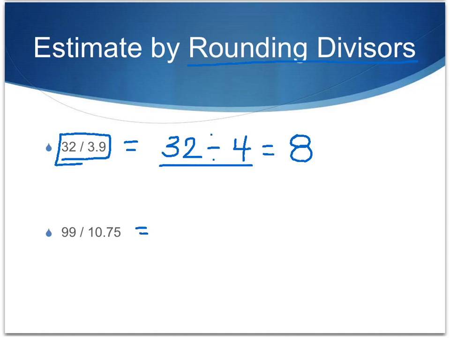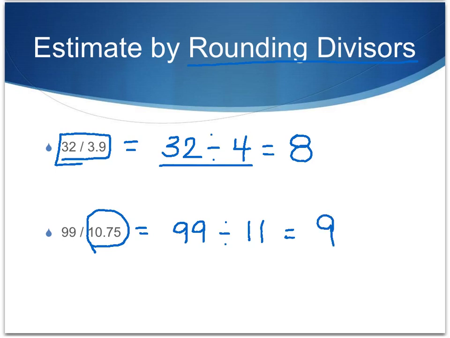So I take a look at 99 and 10.75. And what comes to mind right now is 99, and I know that 11 times 9 is 99. So therefore I'm going to leave 99 by itself and divide it by 11, because 10.75 is very, very close to 11. It rounds up to 11. So 99 divided by 11 is 9.